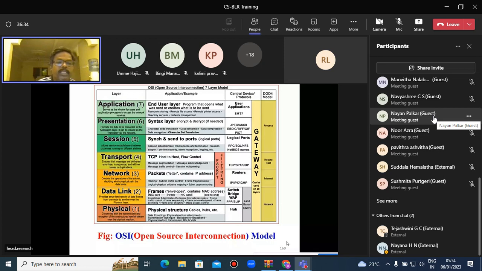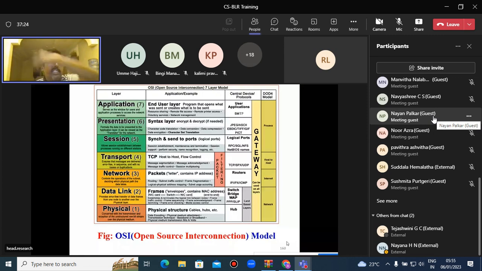Then transport layer. It ensures that messages are delivered error-free, in sequence, and with no loss or duplications. It uses protocols like TCP, transmission control protocol, host-to-host flow control. It uses message segmentation, message acknowledgement, message traffic control, message multiplexing. It uses packet filtering, and as usual it uses TCP, SPX, UDP, user datagram protocol, transmission control protocol. It uses a gateway, can be used on all layers, and host to host.